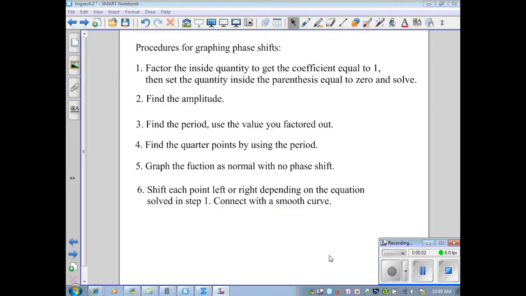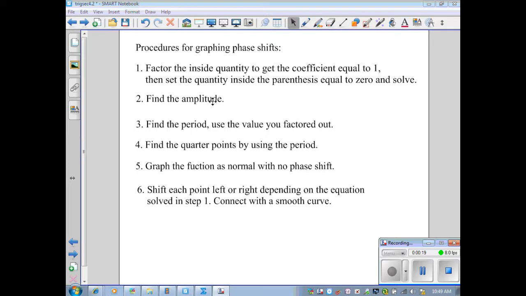The next slide will state the procedure used to graph these phase shifts. I put this slide on our group resource page. So step 1 is factor the inside quantity to get the coefficient equal to a positive 1. Then set the quantity inside the parentheses equal to 0 and solve. I will show you the factoring in the next example.